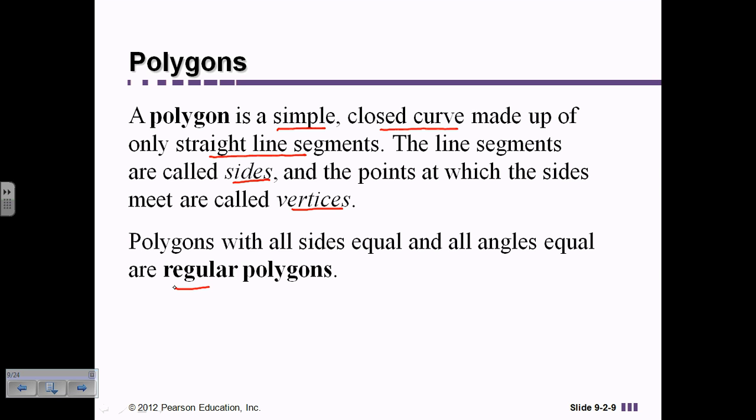A regular polygon is a polygon where all of the sides are equal and all of the angles are equal. And a very good example that most people are familiar with is just a square. And with a square, all the sides are the same, and all of these angles are 90 degrees. They're perpendicular. Remember the word we learned last section.